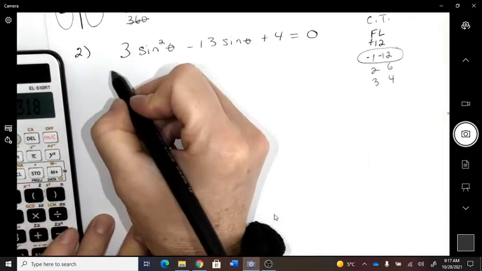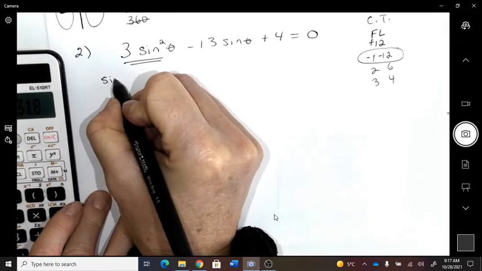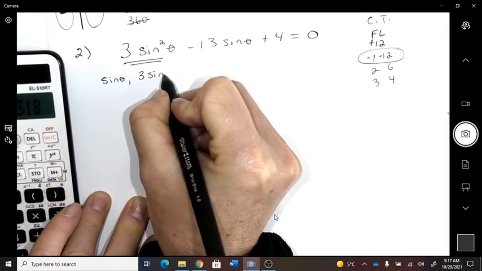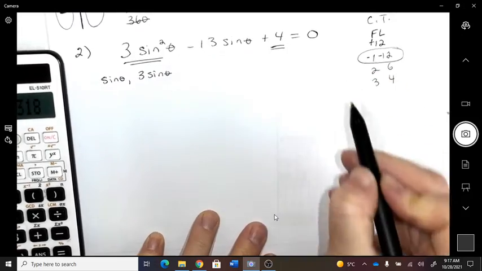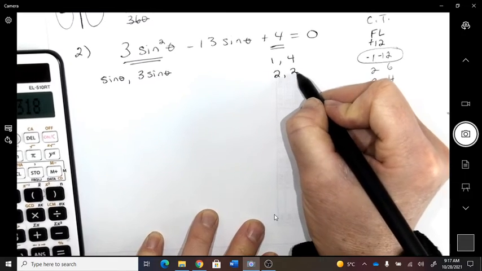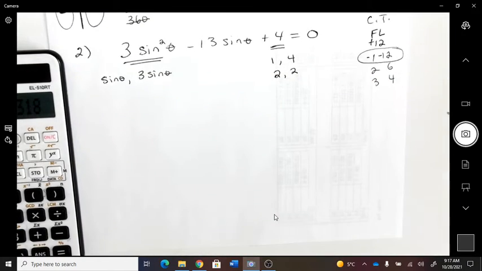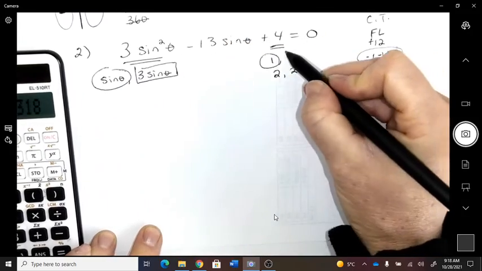Okay. So how do I produce the first? I'm going to need a sine theta times a 3 sine theta. That's the only way to do that. How do I produce the last? I could go 1, 4 or 2, 2. Okay, you got to find partnerships to make a 1 and a 12.